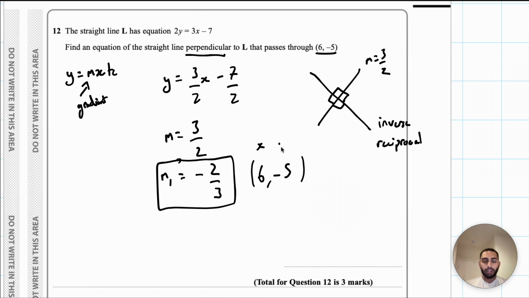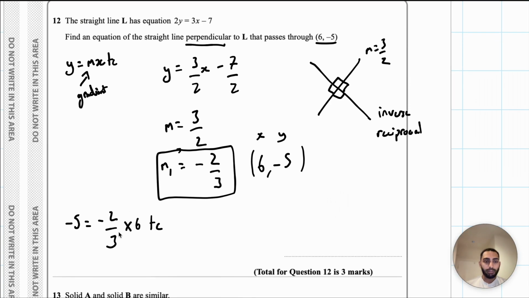That's my x coordinate and that's my y coordinate. I'm going to substitute all of these into this equation so that I can find out what this c is, where it crosses the y-axis. And then I can find out what my final equation is. So y here is negative 5, which is equal to m, which is negative 2/3, times x, which is 6, plus c, which is the thing that we're trying to find out.